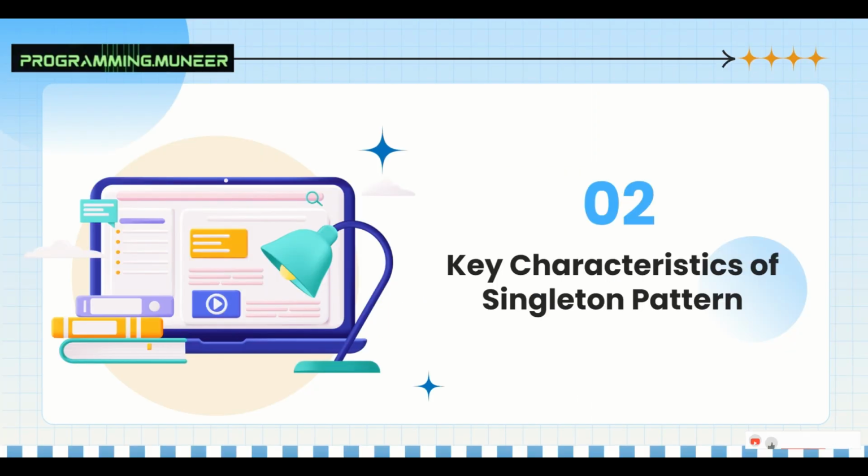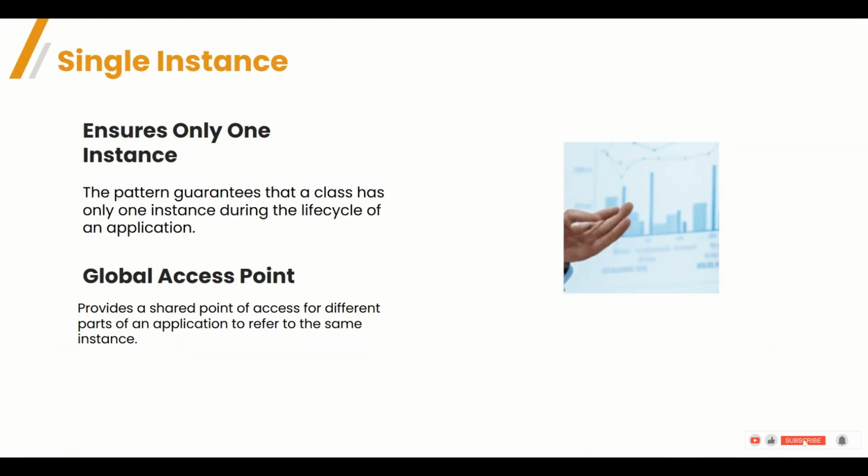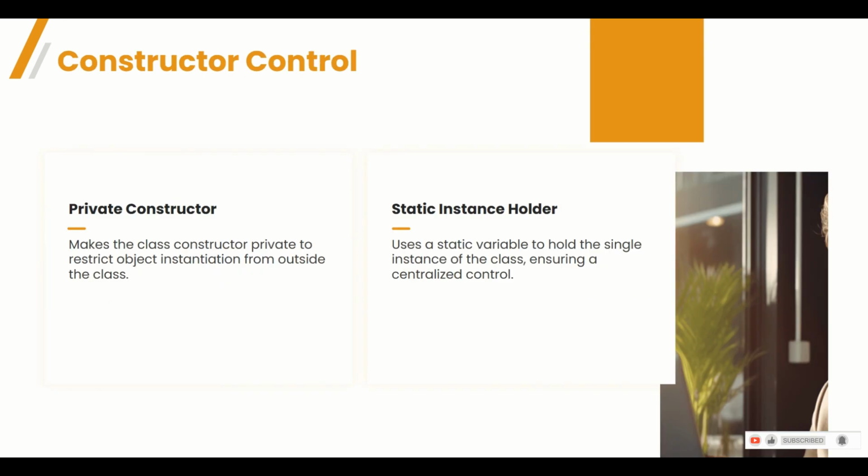We'll look at the key characteristics of any Singleton design pattern. So single instance, it always ensures there is only one instance. As I said earlier, the pattern guarantees that a class has only one instance during the life cycle of an application. Okay, and global access point provides a single point of access for different parts of an application to refer to the same instance. And on top of it, it provides constructor control.